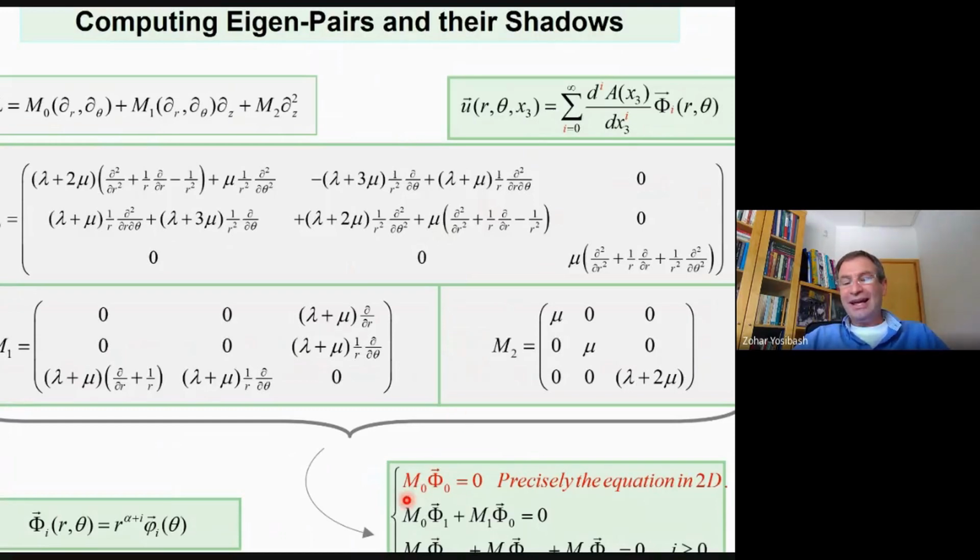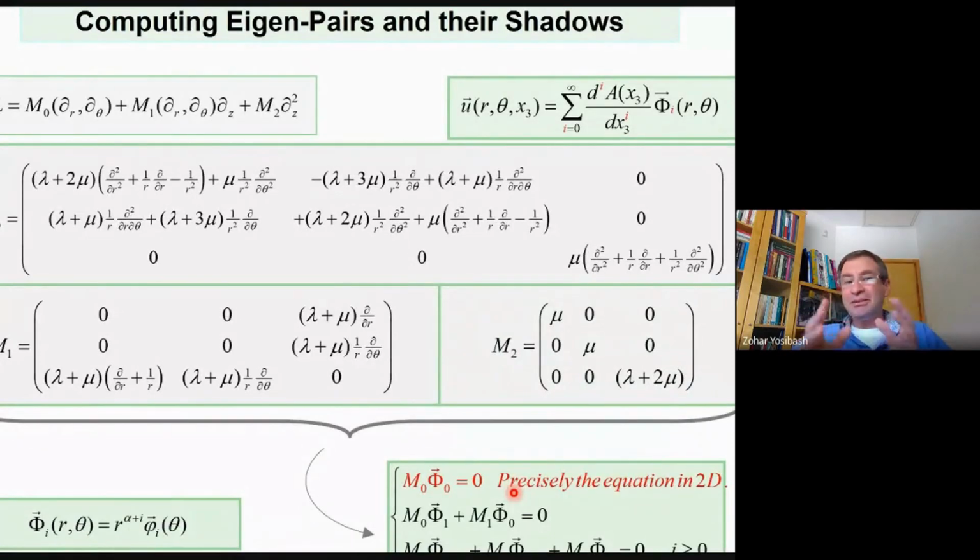And if I'm looking at m0 times phi0, now it's a vector, right? It has three terms, one for u r, one for u theta, and one for u z, associated with the first eigenvalue. This is precisely the 2D equation for plane strain, which means that in 3D, there is no plane stress situation near a vertex.